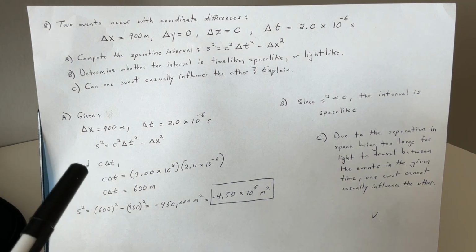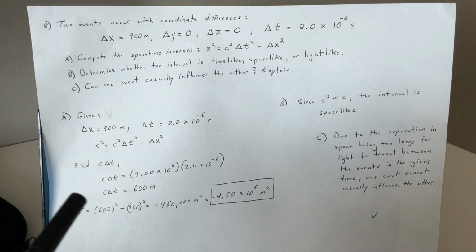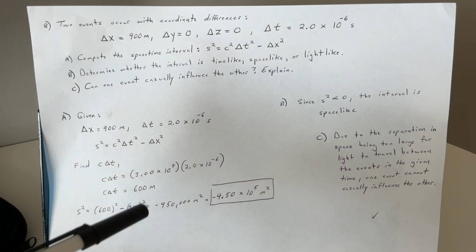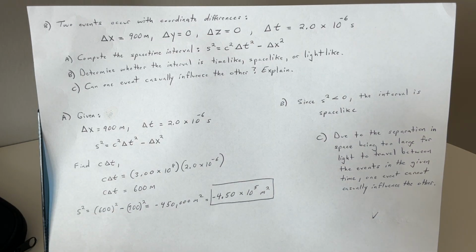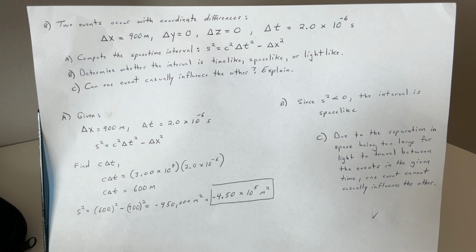Okay, here we want to find c delta t. C delta t is going to be 3.00 times 10 to the 8th times 2.0 times 10 to the negative 6th. We're going to get 600 meters. And then we just substitute. We get 600 squared minus 900 squared. That's negative 450,000 meters squared, which we can convert to negative 4.50 times 10 to the 5th meters squared. So that's part A.